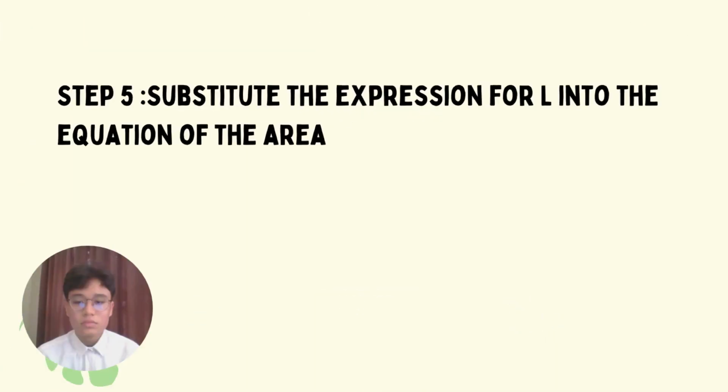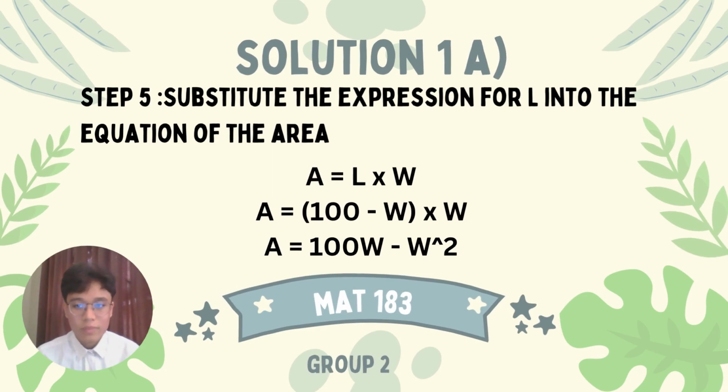Finally, we move W to the right hand side, thus getting the final answer of L equals to 100 minus W. For the fifth step, we substitute the expression for L into the equation of the area, which is L times W. The value of L, which is 100 minus W, will be substituted into the equation, and we will get A equals to in bracket 100 minus W times W. And finally, we expand that bracket by multiplying W with 100 and W with W. So then we will get the final answer of A equals to 100W minus W squared.